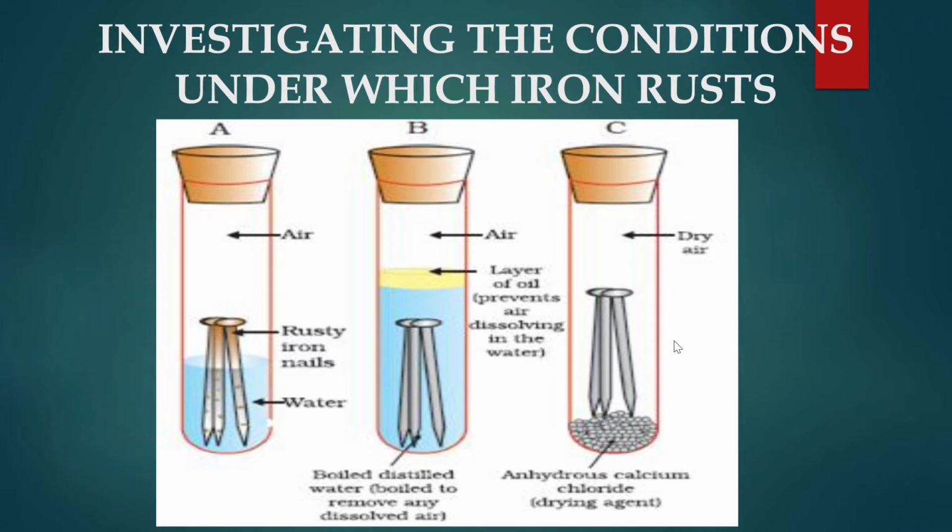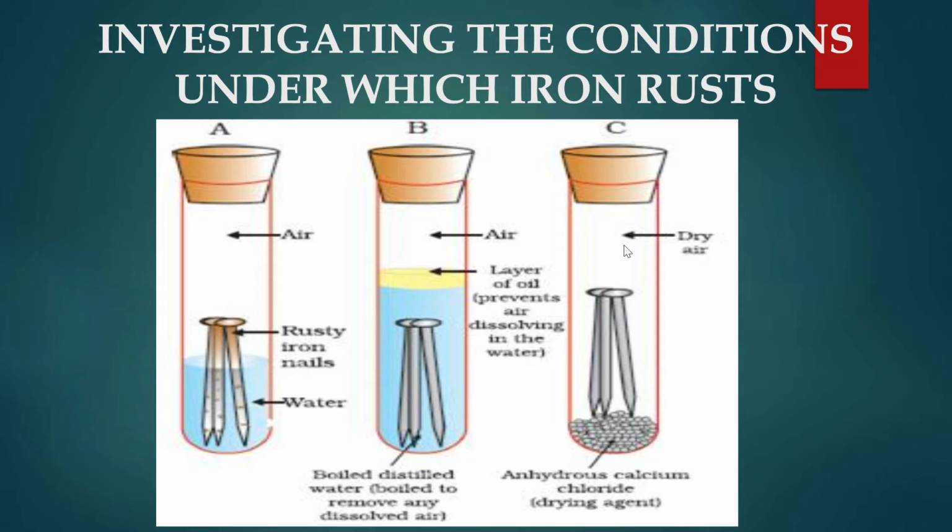In the third test tube, we are adding anhydrous calcium chloride. This anhydrous calcium chloride is a drying agent. That is, it tries to absorb moisture present in the test tube. That is, we are providing only dry air for these nails. These are not exposed to water at all. Even if at all any moisture is there in this air, we are trying to remove it by using anhydrous calcium chloride. So we are corking all these test tubes and leave them like that for about a week or so.